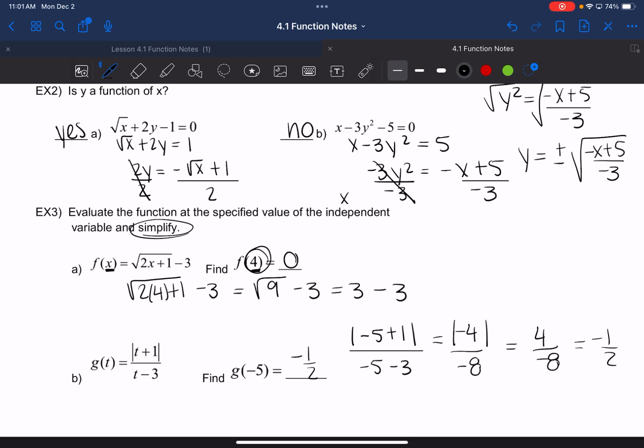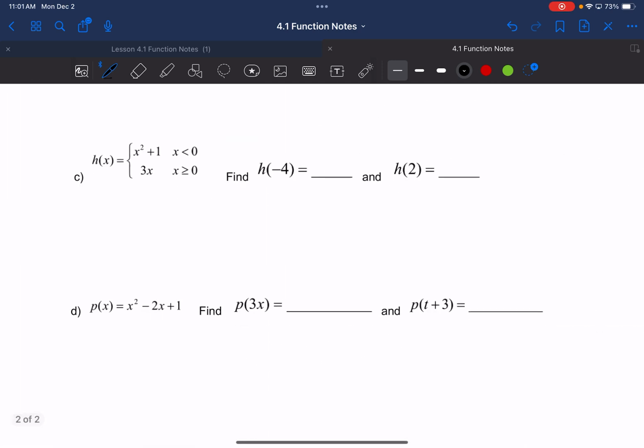Flip it over onto the back. And we've got a piecewise function here. We've got h of x is equal to x squared plus 1, and they say that this is true only when x is less than 0. So this part is only true when x is less than 0. And then they said 3x is true when x is greater than or equal to 0. So 3x is only true for x being greater than or equal to 0. And they say find h of negative 4.